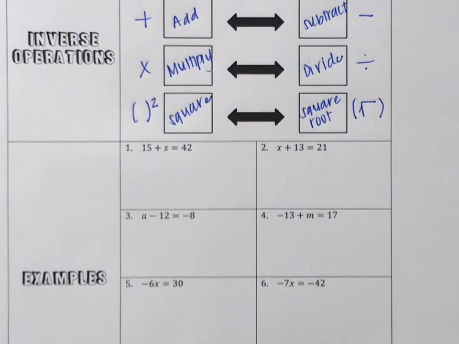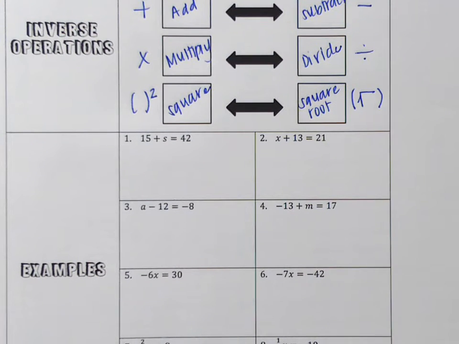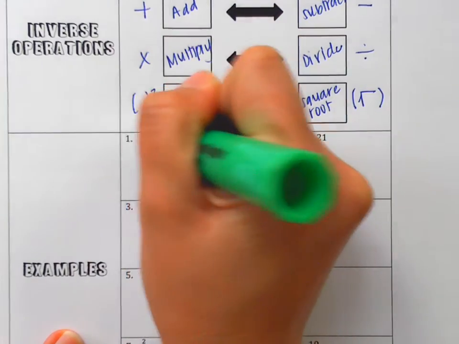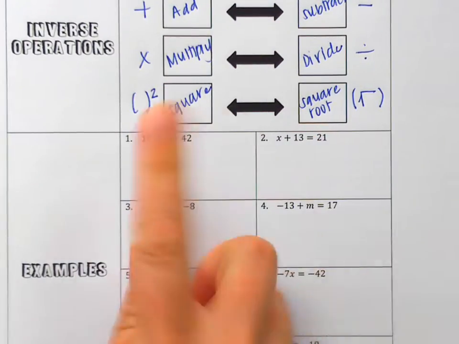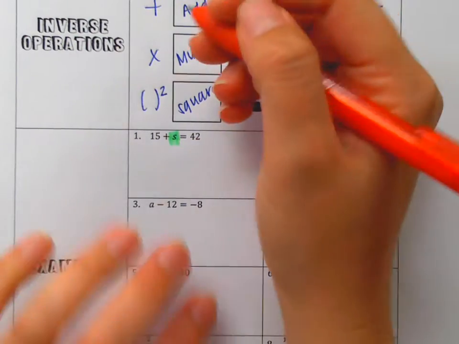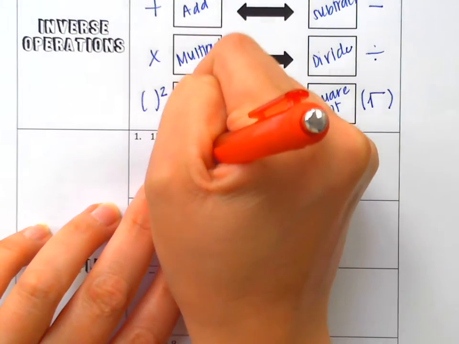So let's get into some examples. My first example says 15 plus s equals 42. The goal of solving one-step equations is to get my variable, my letter, all by itself. My variable here is s. We want to get that all by itself. So what's on the same side of the equal sign? One thing I do to make this clearer is I always draw a line down my equal sign.